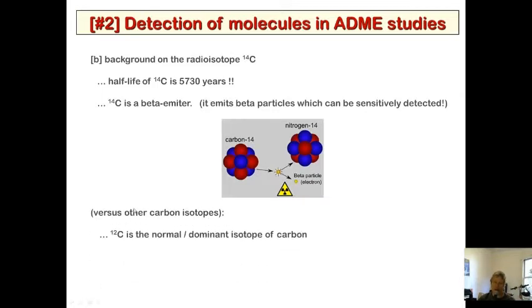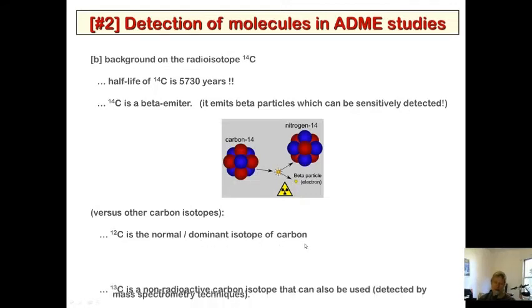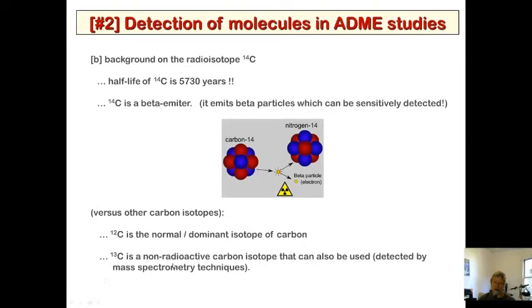Okay, and what are other carbon isotopes? Of course, C12 is the normal dominant isotope of carbon. C13 is a non-radioactive carbon isotope, so it's got the normal number of protons, and it's got 1 extra neutron, but it's not radioactive. It doesn't decay or emit particles or beta particles.